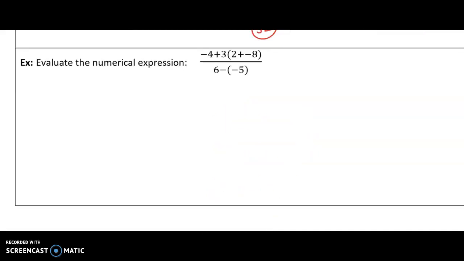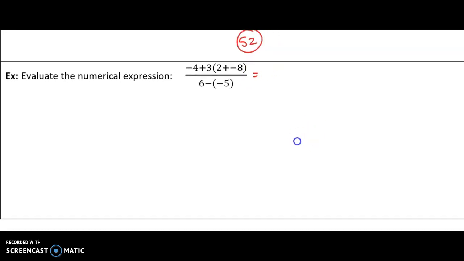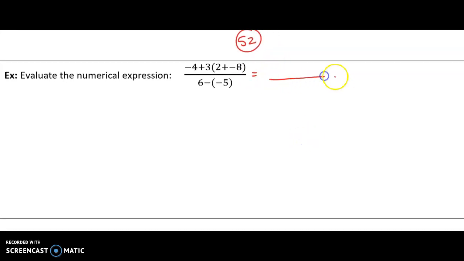In my next example, I have this fraction bar, so I want to make sure that I am addressing that fraction bar and going all the way across here. So I'm going to simplify the top part separate from the bottom part. The top part, I have parentheses, so I'm going to do negative 4 plus 3 times. Then I'm going to address this 2 plus negative 8. I'm going to replace that with a negative 6. And then I'm going to keep going on the top.